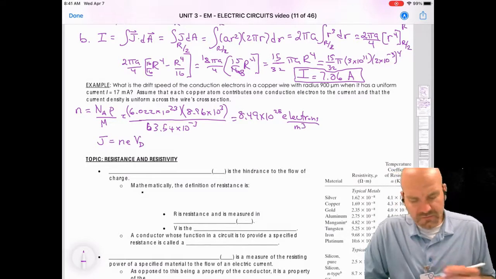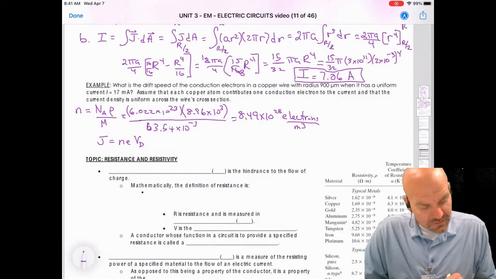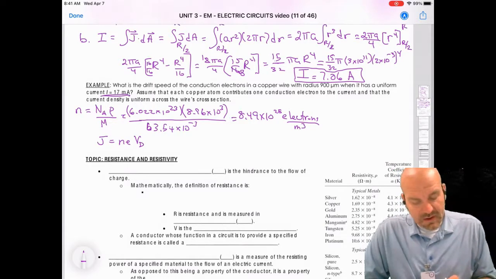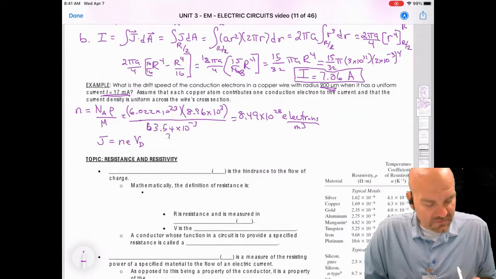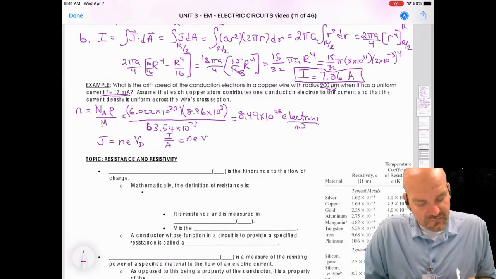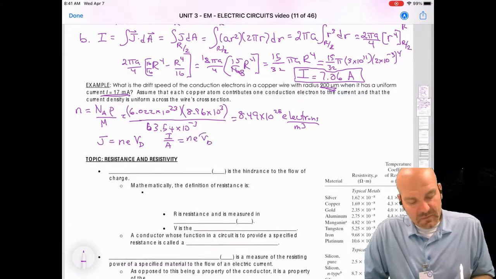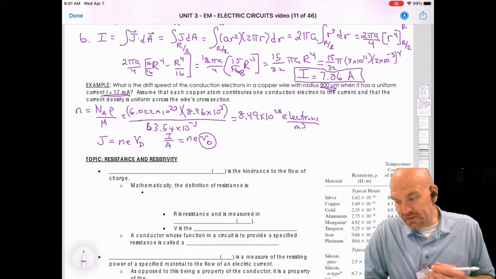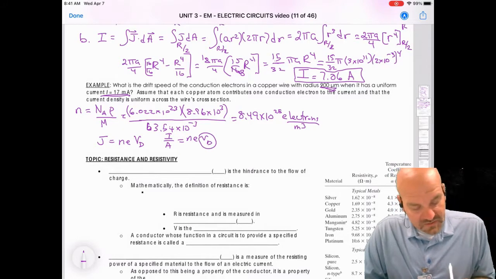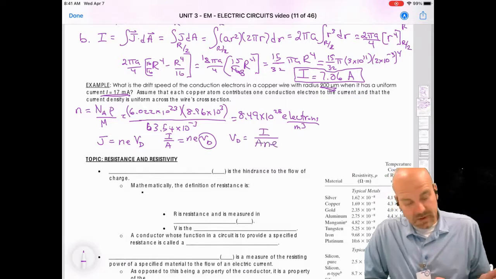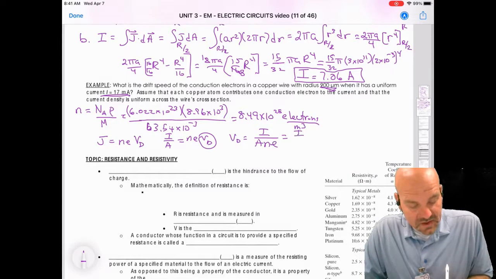And one thing to note is that they give me a current, right? And they give me information to find a radius, an area. So I do have to substitute in the formula for J, which is I over A, so N E V D, right? And I'm looking for V sub D. And so I simply solve, it's going to be V sub D equals I over A N E. Okay, but A is pi r squared, so it's going to be I over pi r squared N E.